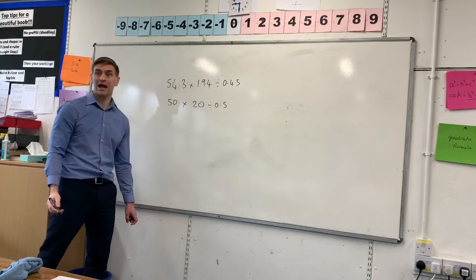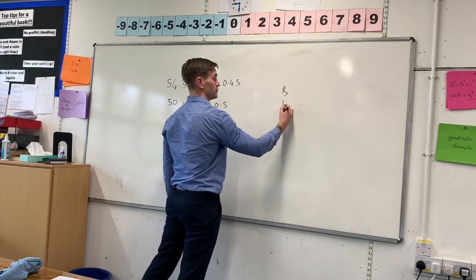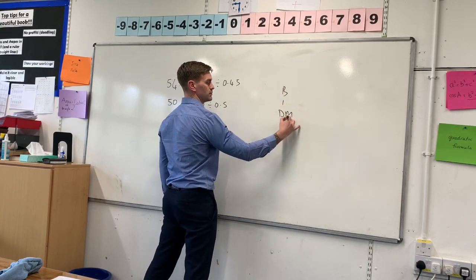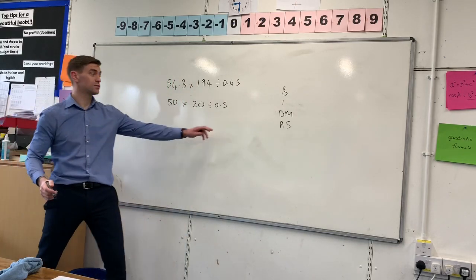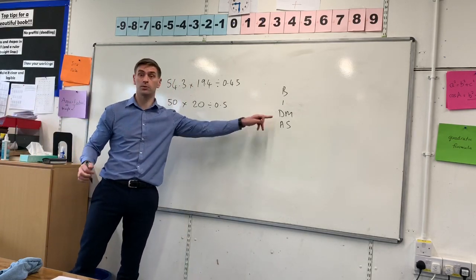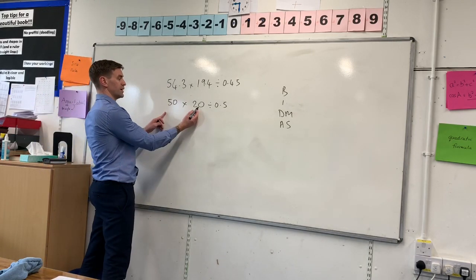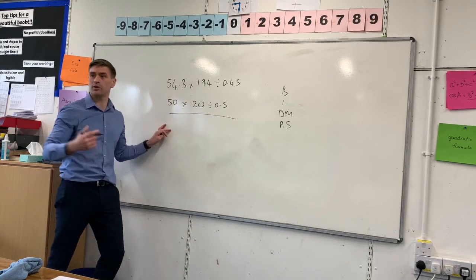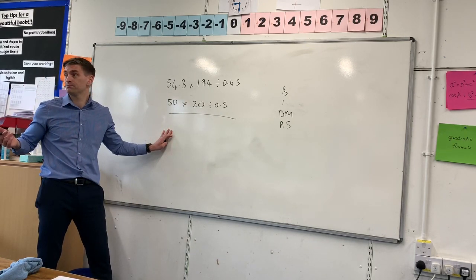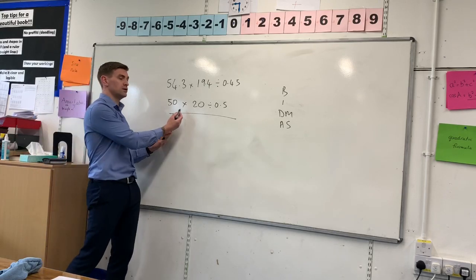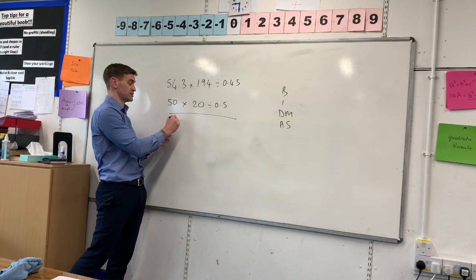Okay. So now let's remember BIDMAS: brackets, indices, divide and multiply, add and subtract. This is where some people go wrong. Divide and multiply, you do what comes first, left to right. So 50 times 20 could be quite tricky. In my mind, I do 50 times 10. What's 50 times 10? 500. To times it by 20, I'll just double that. So it's 1,000.